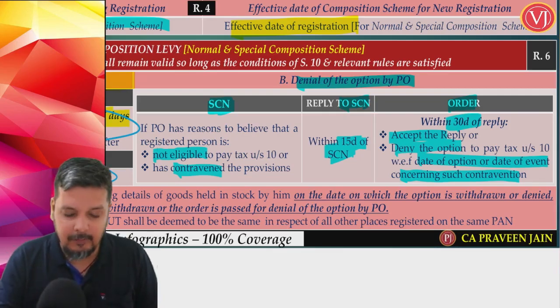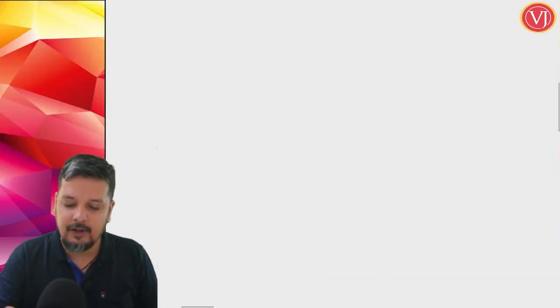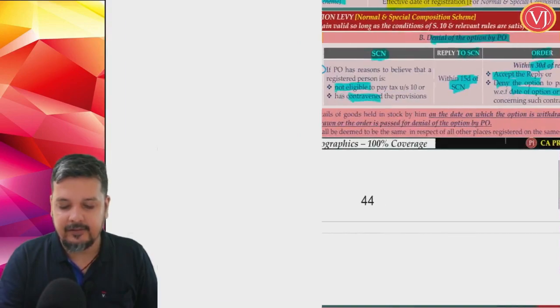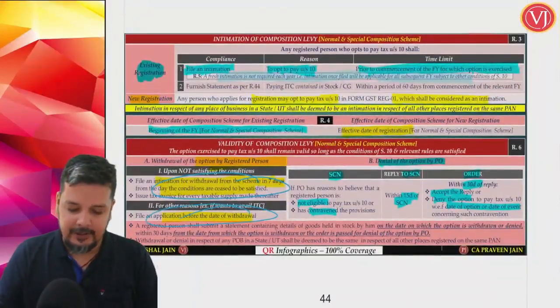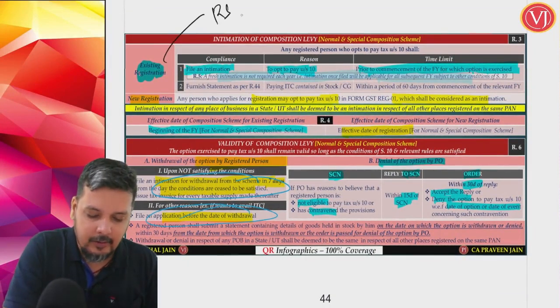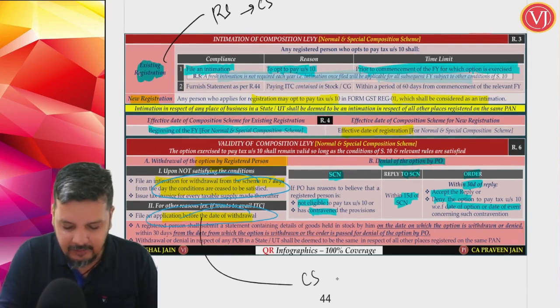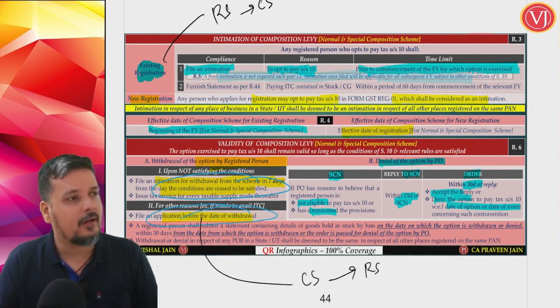Retrospective removal will be there. And when you're removed, you're not removed only from one state, you're removed from all the states. And please understand that when I talk about entering, I'm not talking about new registration. I'm talking about regular scheme to composition scheme. For a new registration, there are no issues. Exiting is composition scheme to regular scheme.